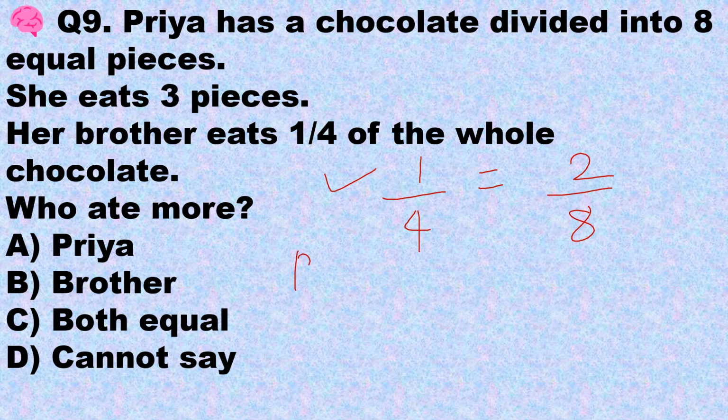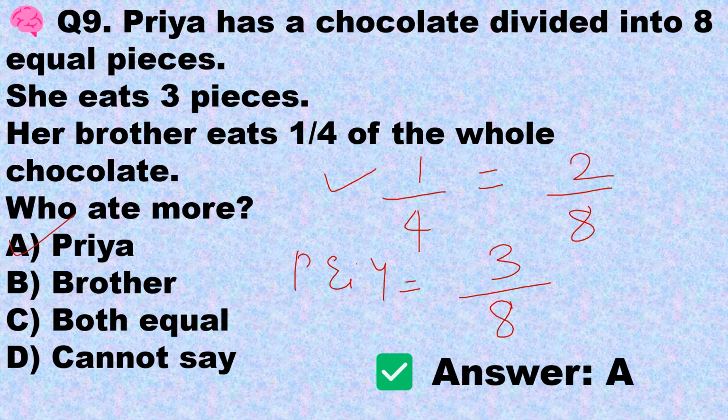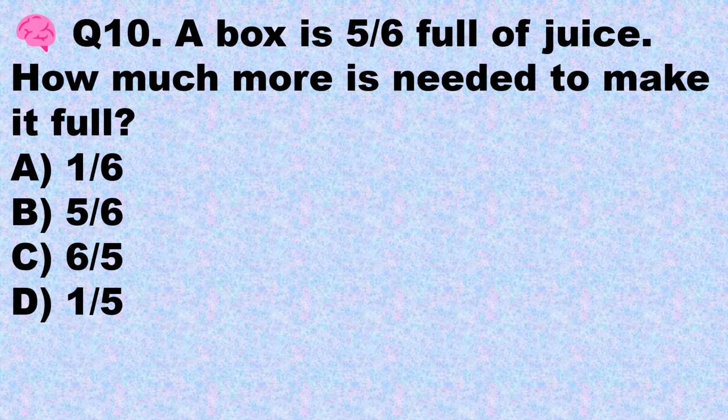Now Priya ate how many parts? From 8, she ate 3 pieces. So we can write 3 by 8. So now tell me, who ate more, Priya or her brother? Yes, it is Priya who ate more. So answer A is your correct answer.